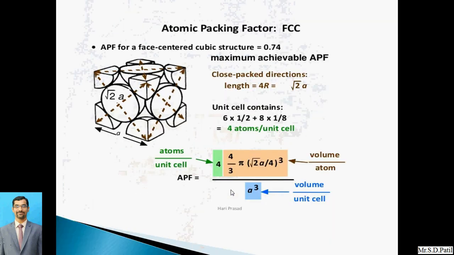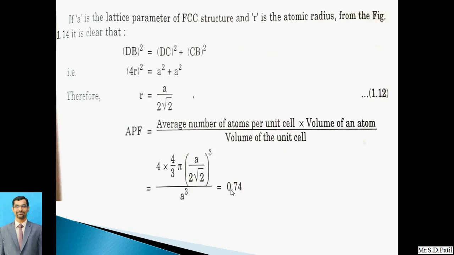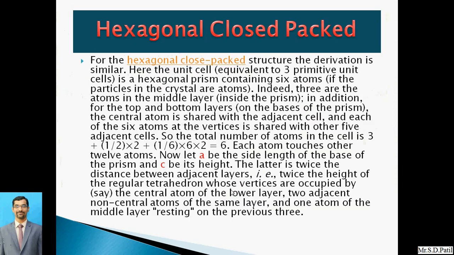Then the APF for the FCC structure is 0.74. What is APF? Atomic packing factor. What is FCC? Face-centered cubic structure. Okay, so just try to understand these terms. So this will be 0.74.